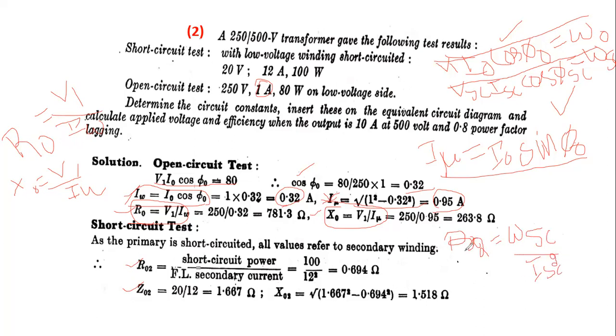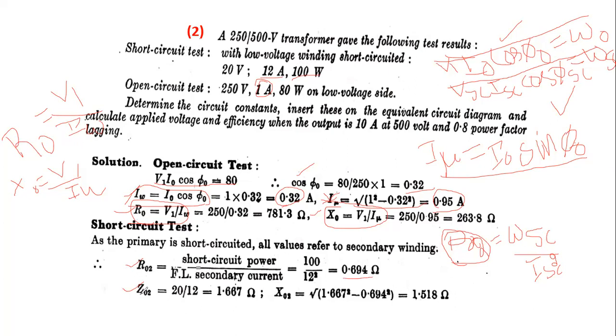Therefore WSC will be obtained from the SC test, that is 100, and ISC means the 12. So 100 by 12 square, then we obtain the R02 value. That is short circuit power WSC by secondary current ISC square, 100 by 12 square, then we obtain 0.694.